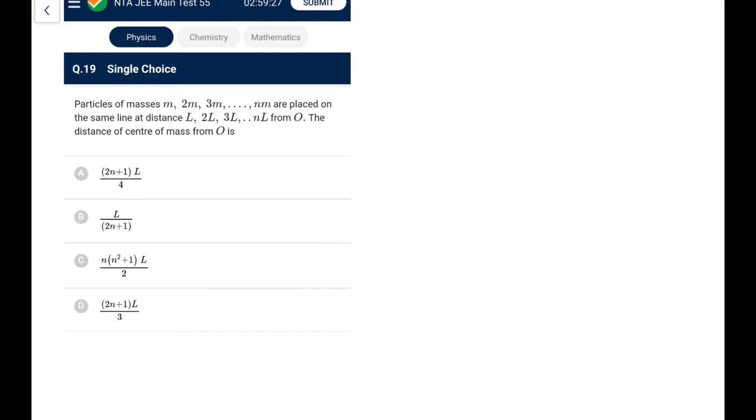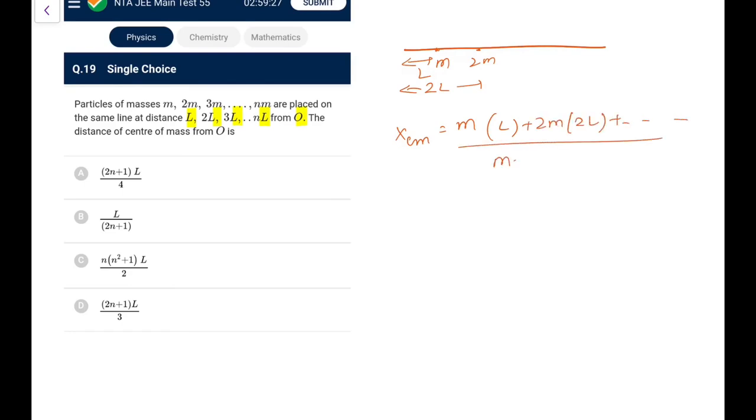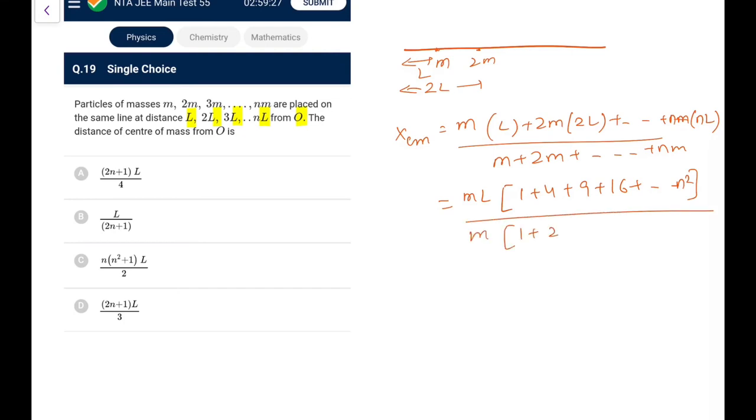Next one. Particles of mass m, 2m, 3m are placed on the same line at distances. This is the center of mass. Let's start. This is m at L, and similarly 2m at 2L, and so on. So x cm is m into L plus 2m into 2L plus up to nm into nL, upon m plus 2m plus up to nm. Now take mL as common: you will have 1 plus 4 plus 9 plus 16, that is the sum of squares up to n squared, and in the denominator the simple sum 1 plus 2 plus up to n.